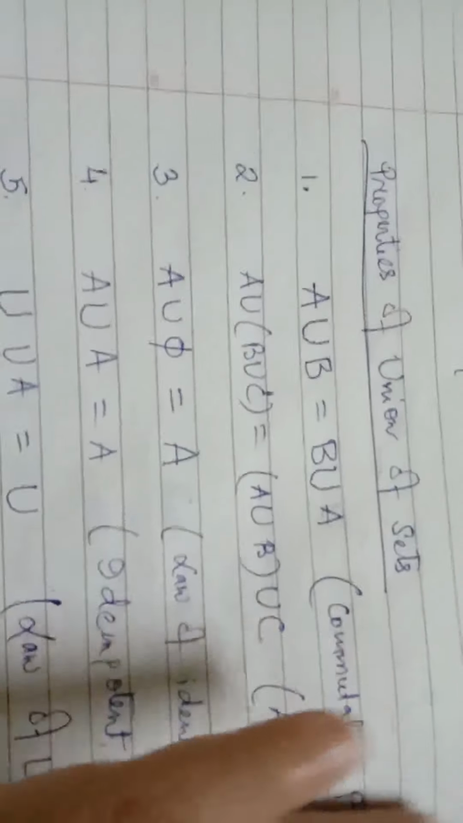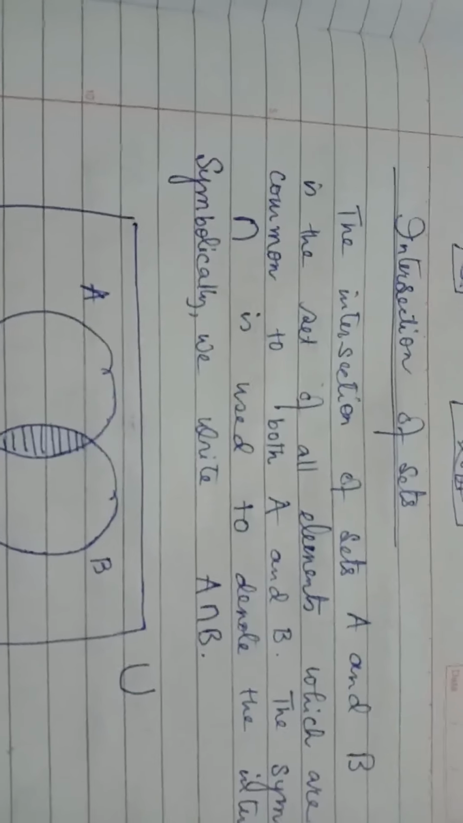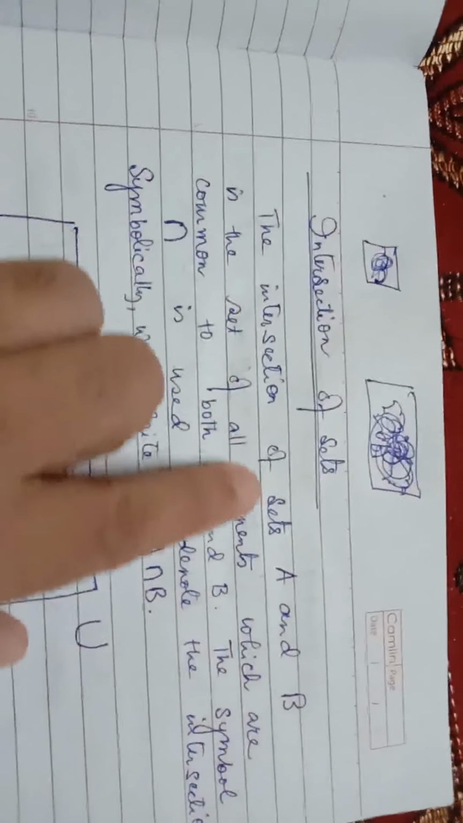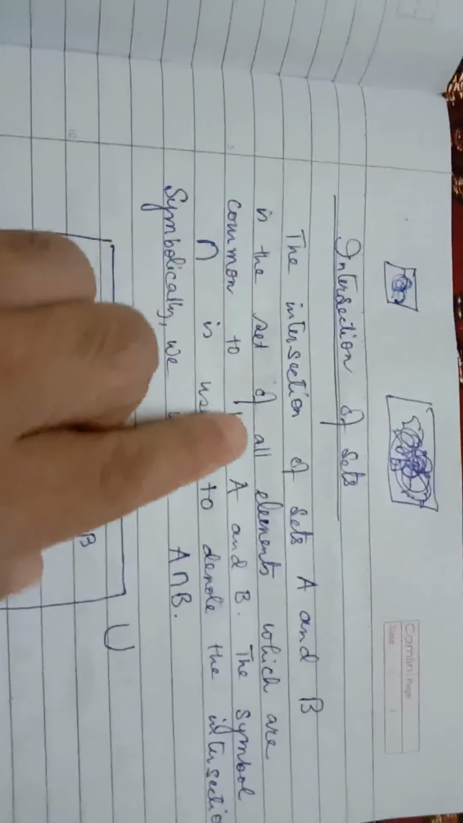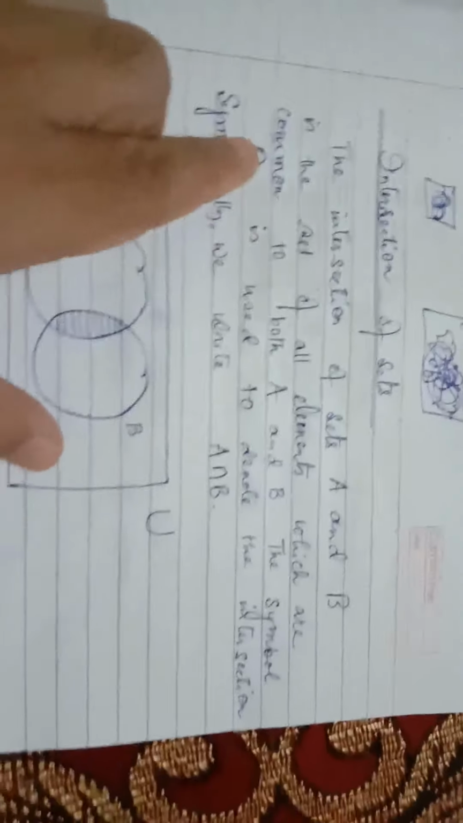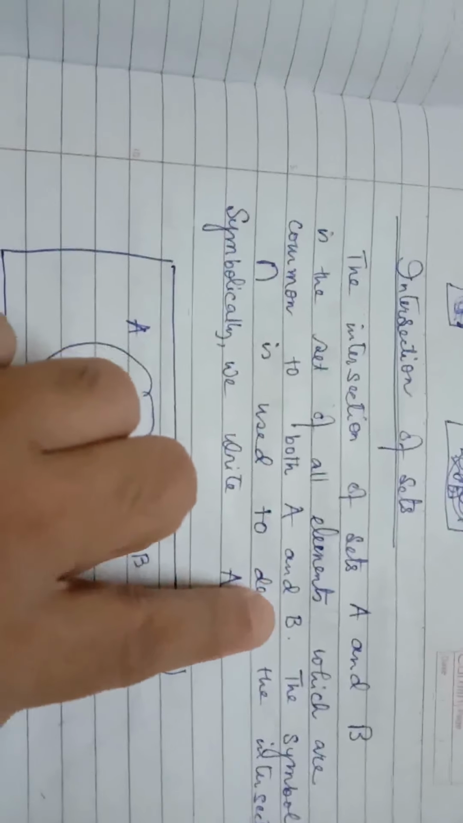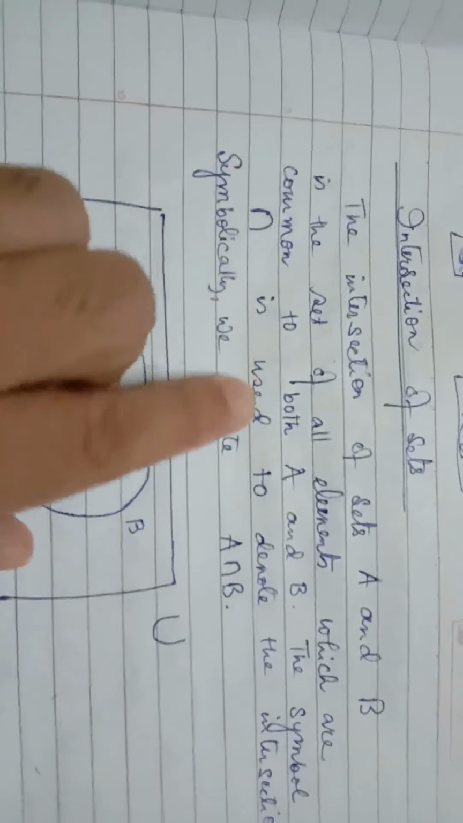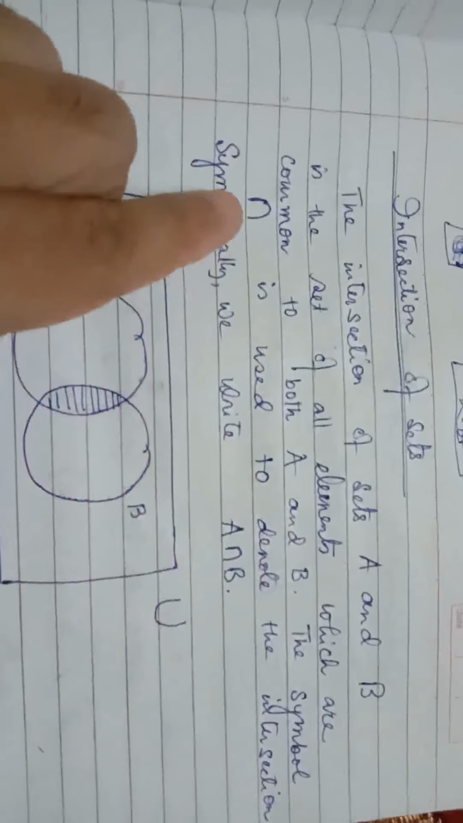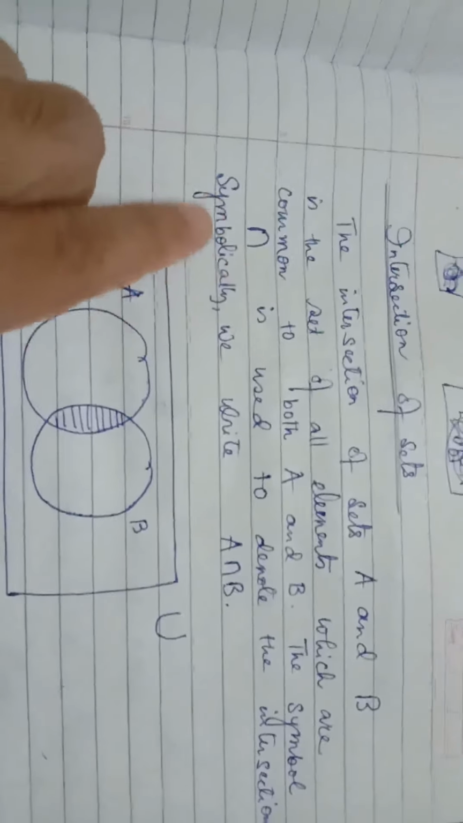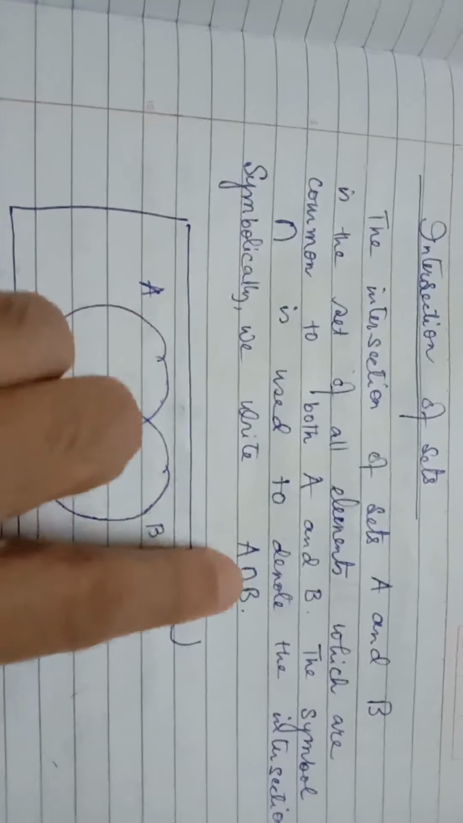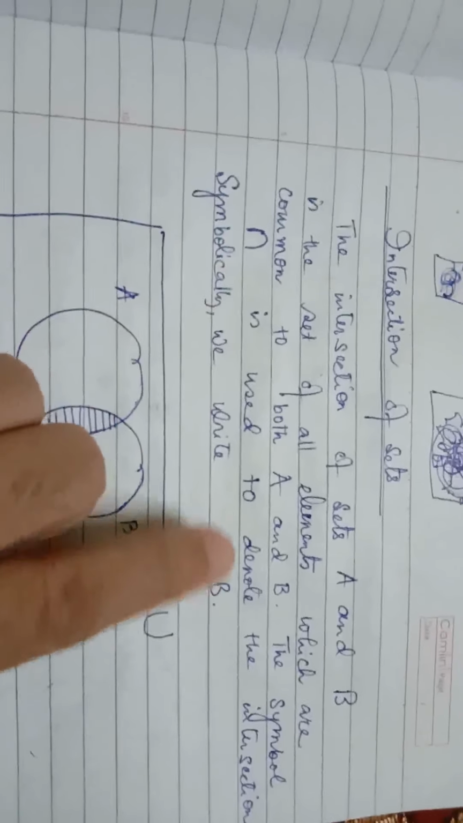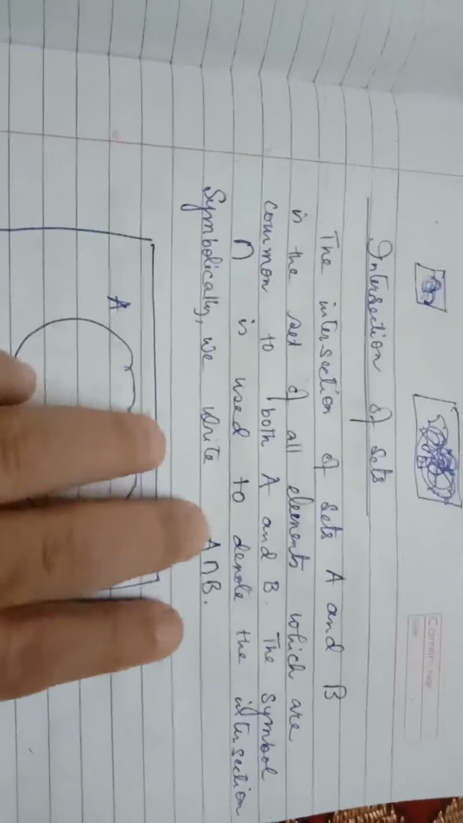Next, let us move to intersection of sets. The intersection of sets A and B is the set of all elements which are common to both A and B. The symbol ∩ is used to denote the intersection. Symbolically, we write A intersection B. A intersection B means the elements which are common to both A and B.